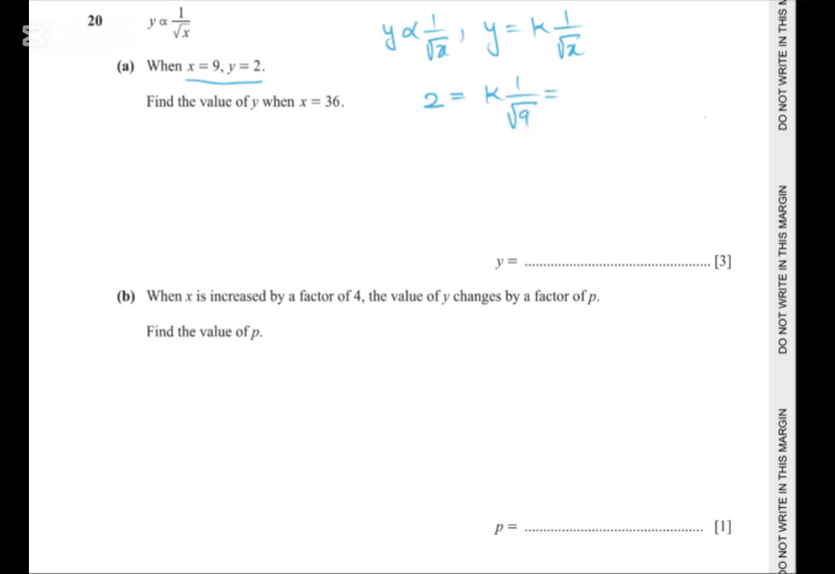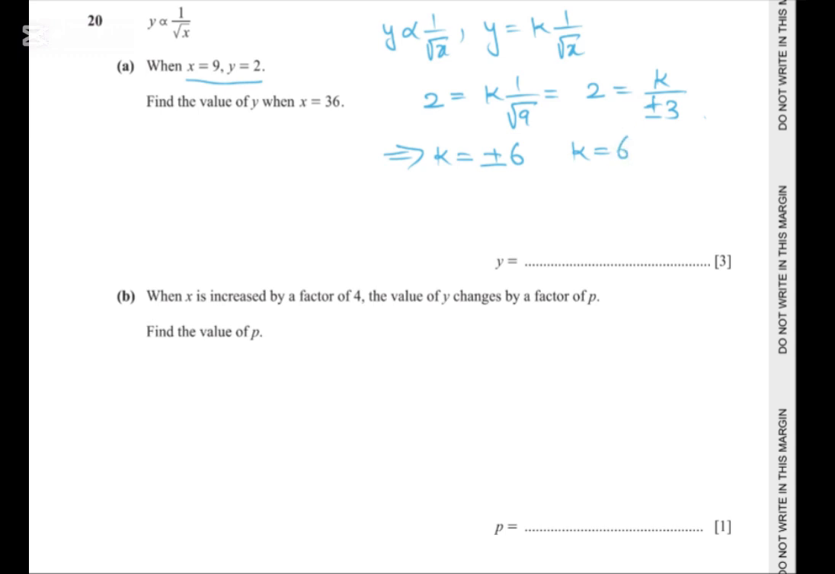2 is equal to k into 1 by root 9. That will be 2 into 3 is equal to k, since root 9 will be 3. Root 9 will be plus or minus 3. Now what will be the value of k? Then k will be equal to plus or minus 6. So because this is a constant, we have to take it positive only. k is equal to 6.